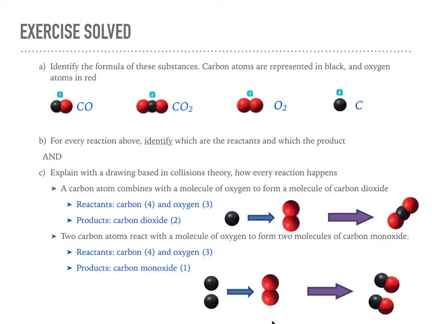And the drawing could be like this. This is the main arrow, this is the arrow that means to form, okay? And before it we have 2 atoms of carbon colliding with 1 molecule of oxygen, and they're going to produce 2 molecules of carbon monoxide, okay? As you can see, we have the same atoms always before and after the main arrow, okay?